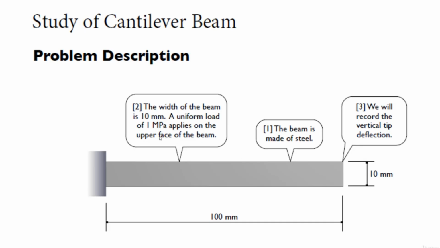Then a uniform load of 1 MPa has been applied on the top face of this cantilever beam, and this beam is made of steel. What we need to do is find out the different stresses that occur inside this cantilever beam, and also the value of the deflection that is going to occur inside it due to the applied pressure load of 1 MPa.